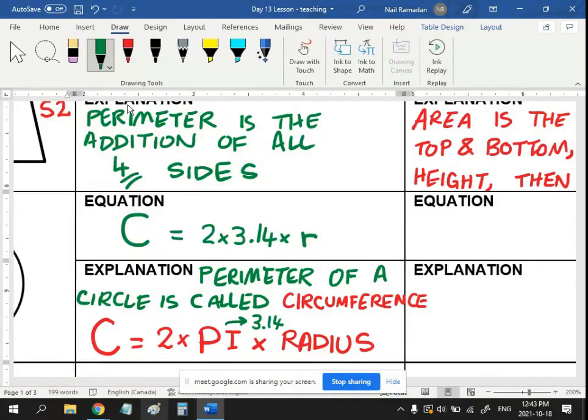Okay, but that's for the what? That's for the perimeter of the circle. What if you want to paint the circle? What if you want the inside area of a circle? Then it's called the area.